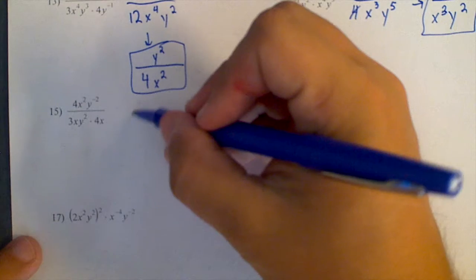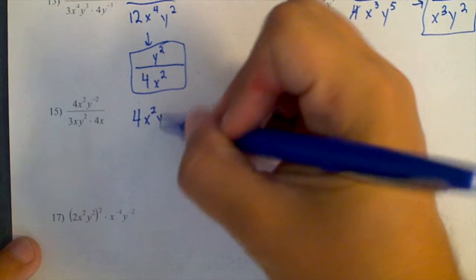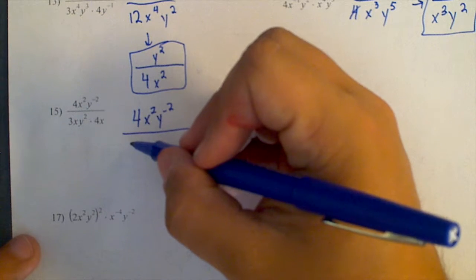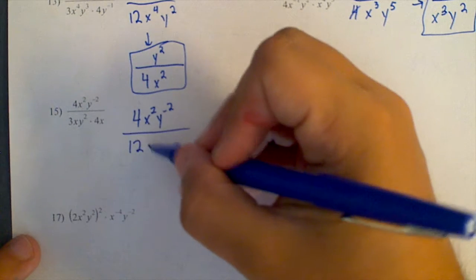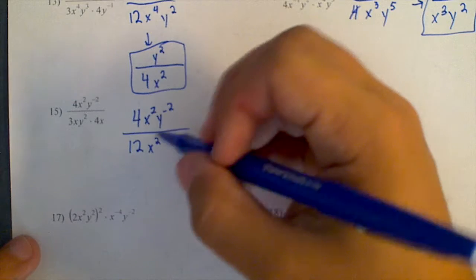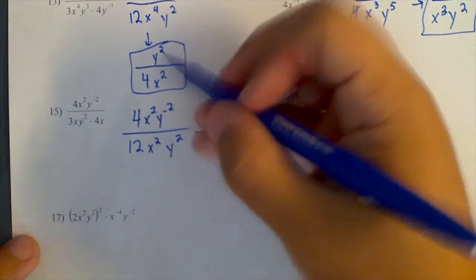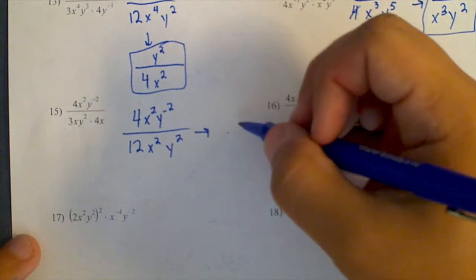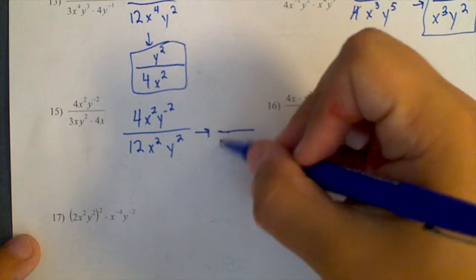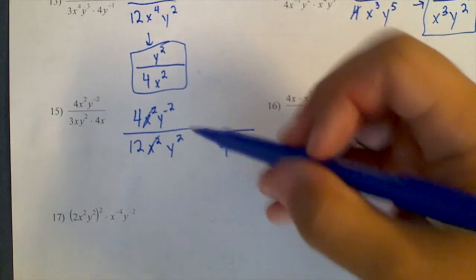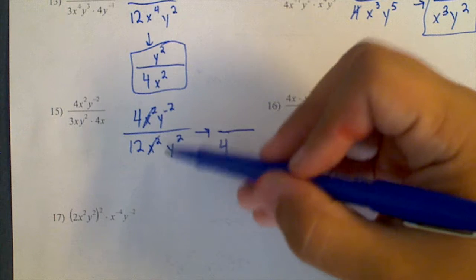15. Top doesn't change quite yet, so I'm just going to rewrite it. Bottom, simplify. 3 times 4 is 12. X times x, x squared. Keep the base, add the exponents, and y squared. So you'll notice some things here. 4 divided by 12, just like in problem 13, that simplifies to be 1/4. X squared divided by x squared cancels. Notice my y squared stays on bottom.